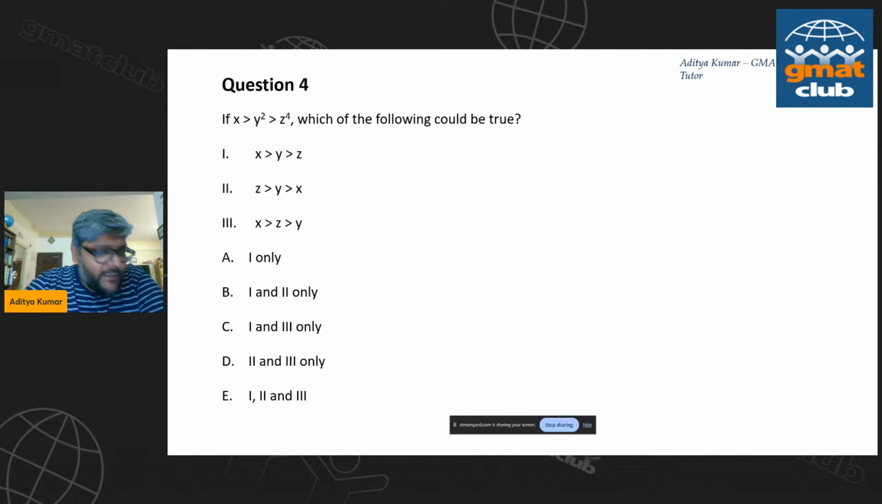Need not be only fractions, Sweta. Nowhere has the question told you that it's fractions. Why can't I have integer values that can also be in that form? I can just pick immediate values, no? X is 2, Y is 1, Z is 0, right? 2, 1 square is 1, 0 square is 0. 0 to the power of 4 is 0. So that is also satisfying, right? I can't make such assumptions. It doesn't mean that if something is greater than a square and greater than a power of 4, that it only has to be in fractions, right? That's not a valid assumption.